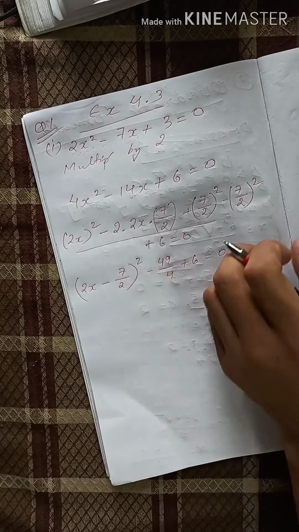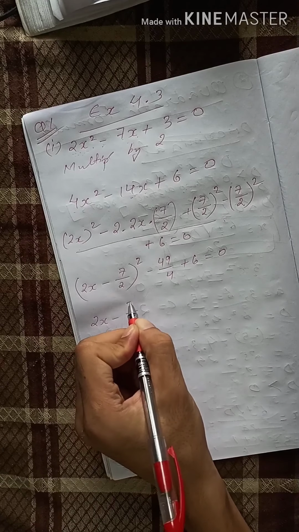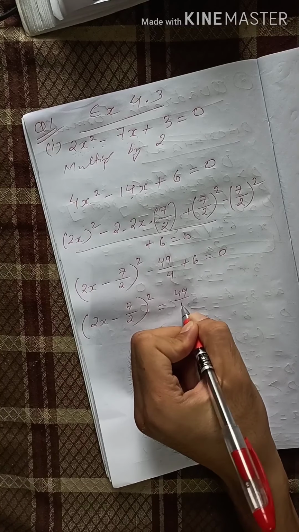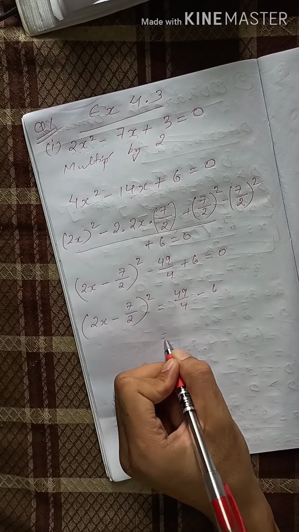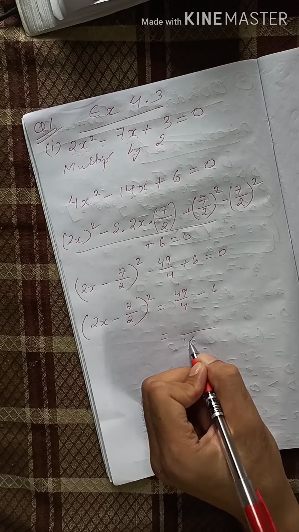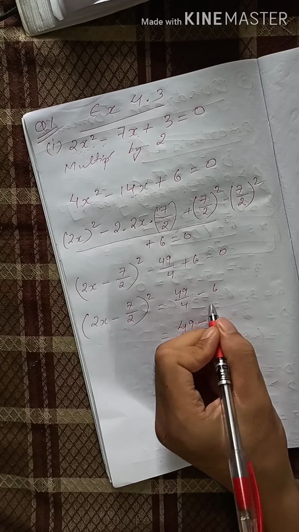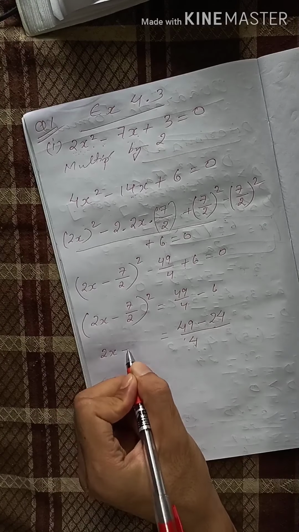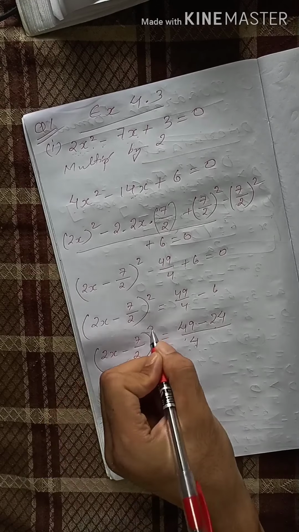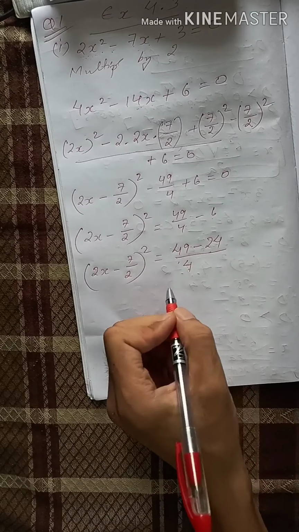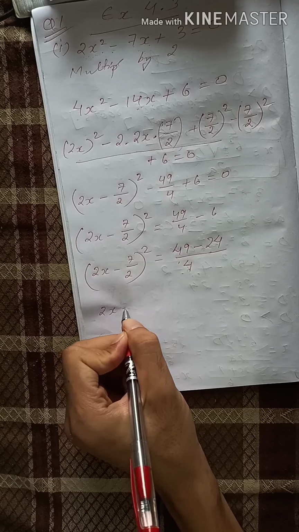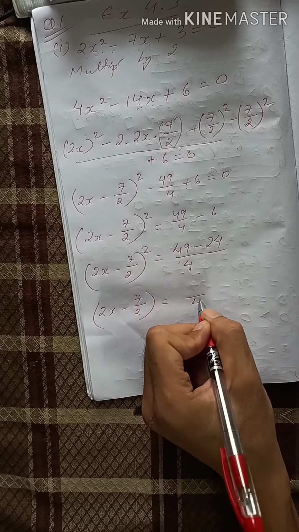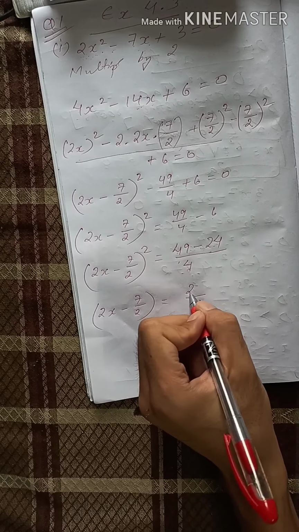Now let's shift this to the right hand side. 2x minus 7 by 2 whole square equals, minus will become plus, plus will become minus. Let's do LCM. 49 minus 1 into 4 is 4, 4 into 6 is 24. Okay, now 2x minus 7 by 2, 49 minus 24 is 25.